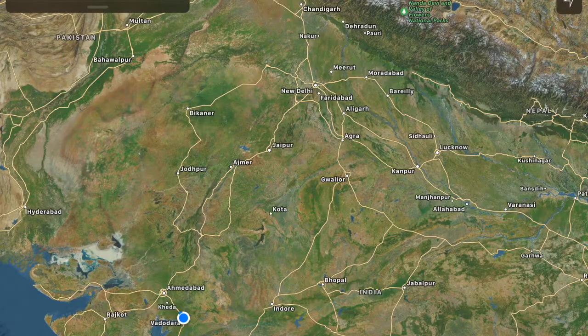Hello friends, in this session we are going to study about significant figures. So let us understand it with the help of an example of a distance. Consider a distance from Vadodara to Agra, and it is precisely about 976 kilometers.